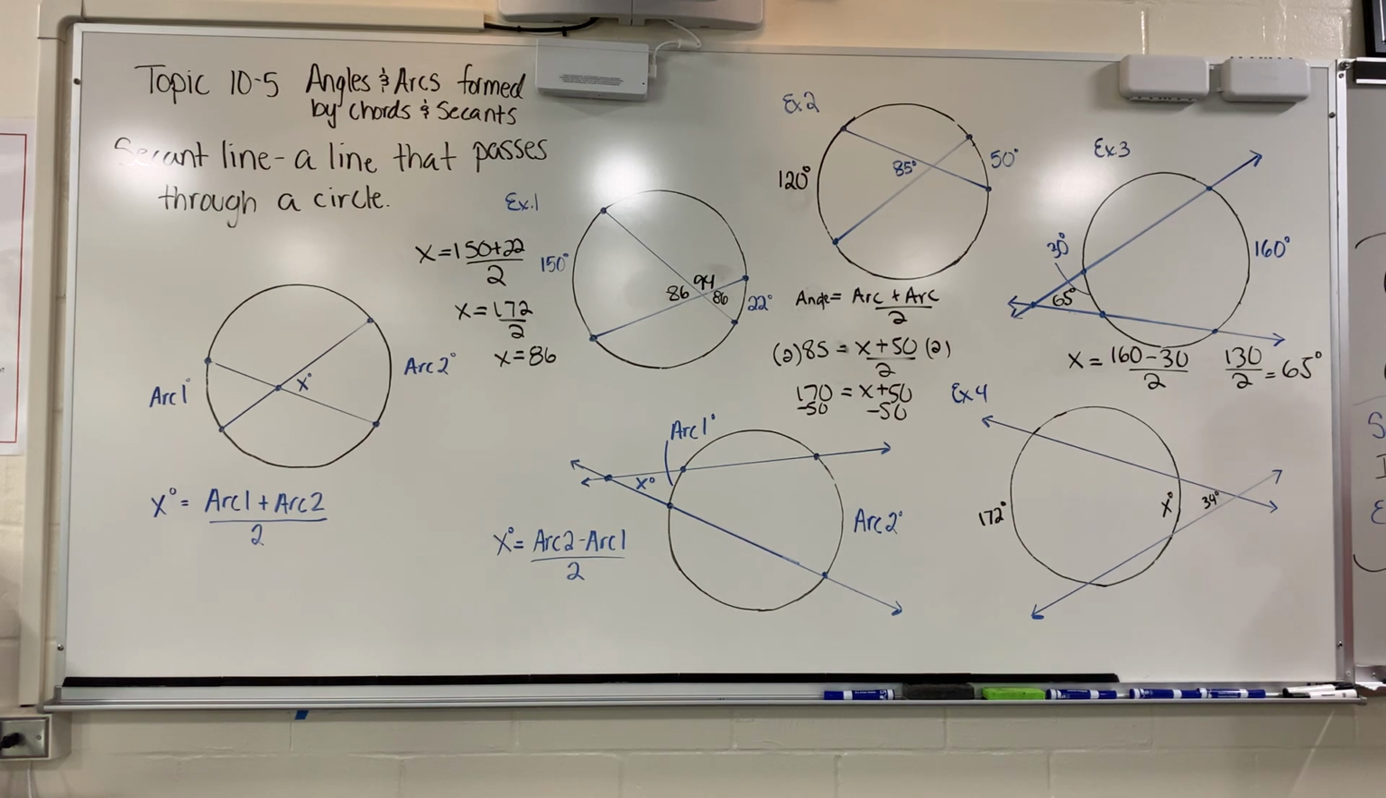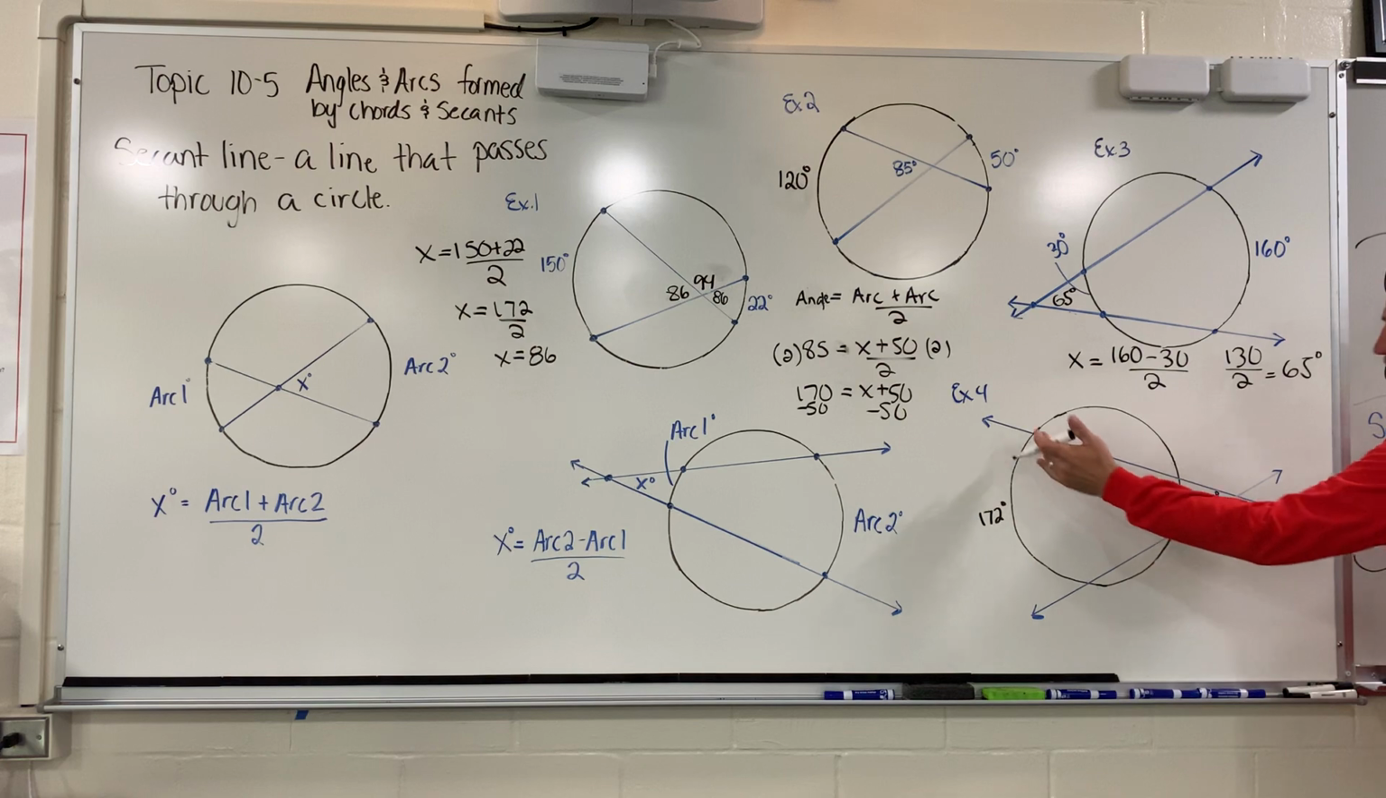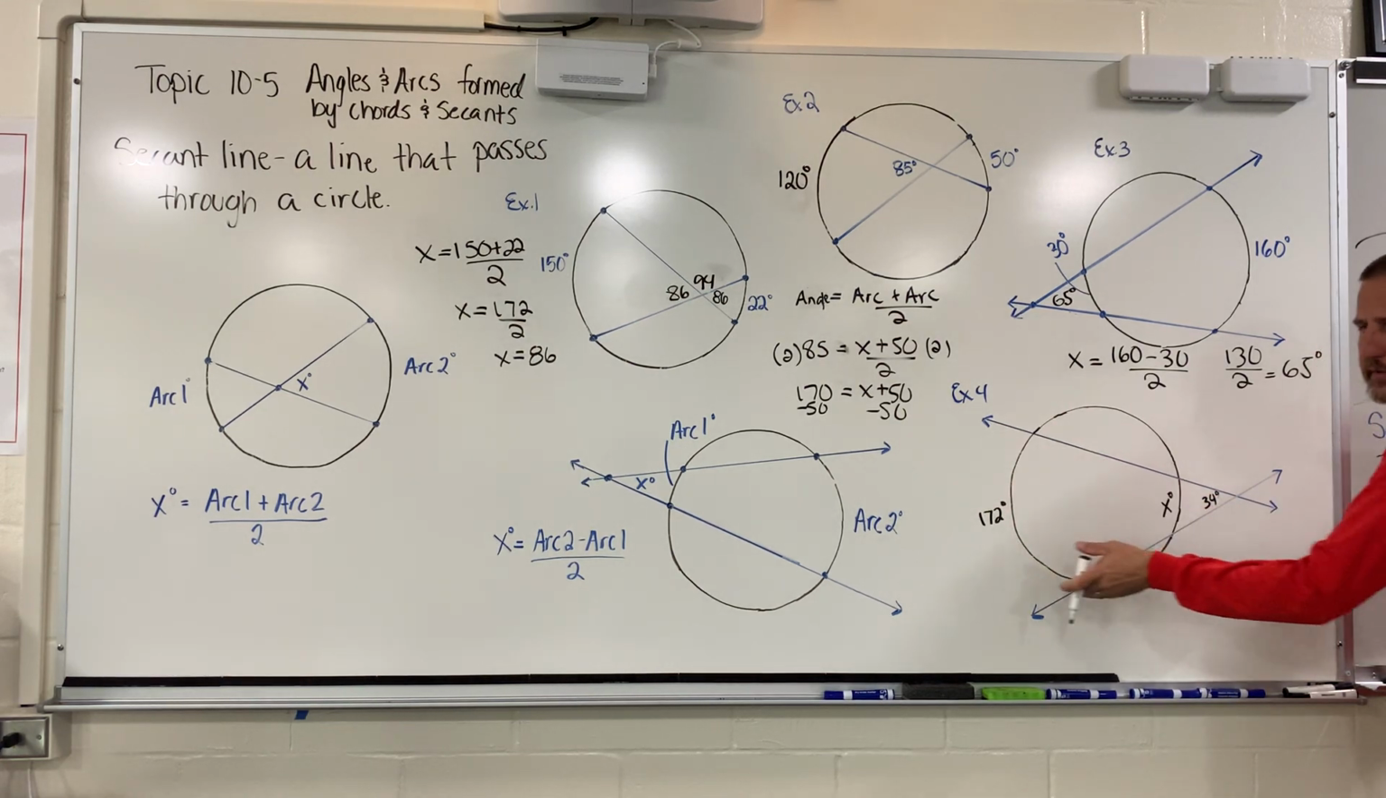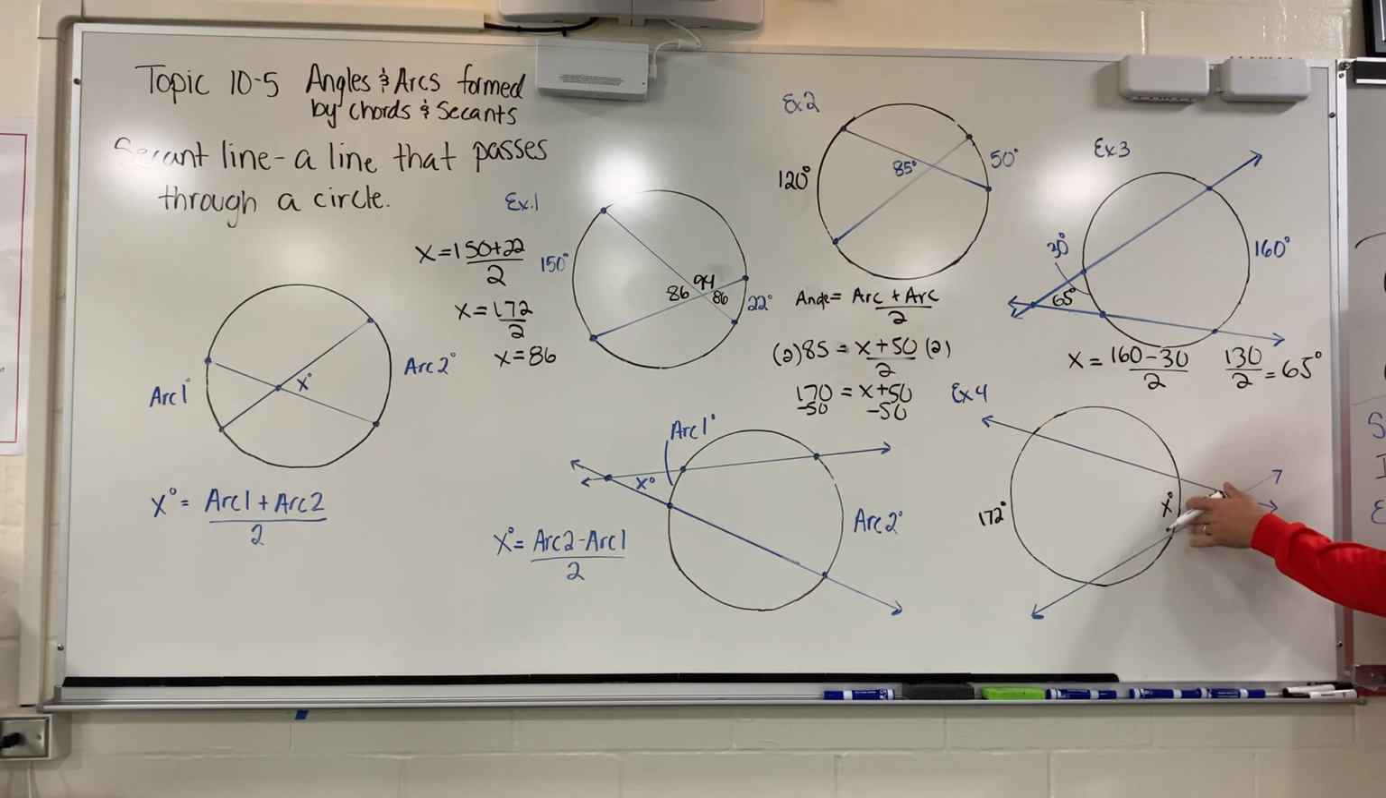All right, on our very last example for this video, and I'm trying to keep this one a short video, I have one arc, which seems to be the larger arc, and then I have a smaller one that I don't know, and then I have the angle formed. Well, if I put those into the formula, I need to, again, think about it. 172 is going to be the larger number. So 172 minus x divided by 2 should equal 34.